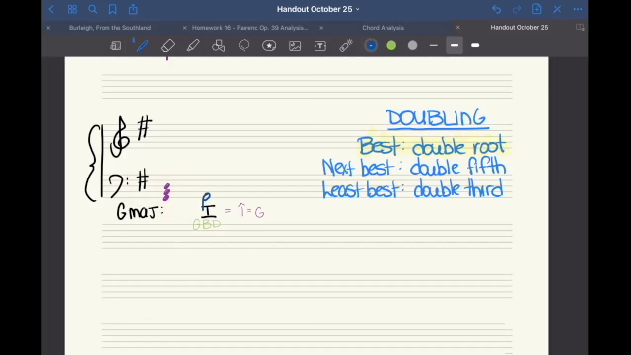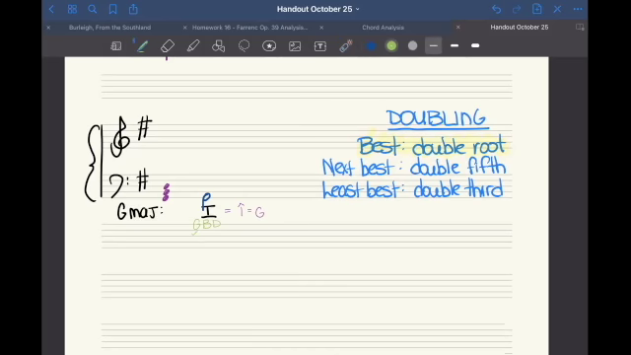Now, I'm going to go down to my little green letter names here, and I'm just going to put a little check under that G. That tells me I put it somewhere, but I know that I'm going to want 2 of them because I'm going to be doubling the root. So I'm going to put that 1 check there, but know that I also need another G somewhere.